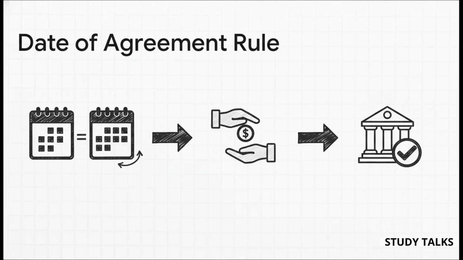Now, there's a really critical exception here. Sometimes you can use the stamp duty value from the date you agreed to the sale, not the final transfer date. This is a lifesaver if property values are shooting up. But, and this is a big but, it only works if you meet 3 conditions. 1, the dates have to be different. 2, you got at least some of the money on or before the agreement date. And 3, crucially, that money came through a proper banking channel, no cash.